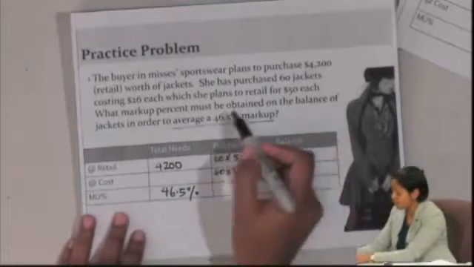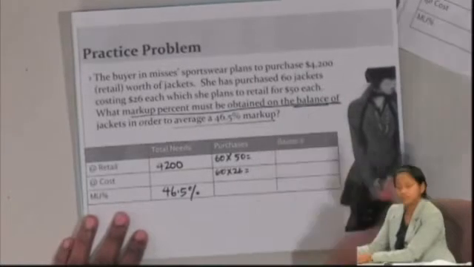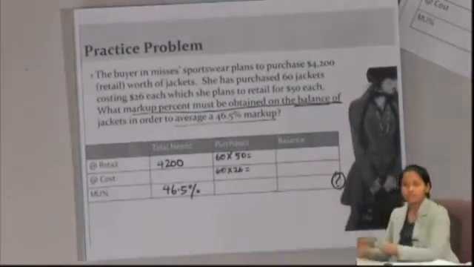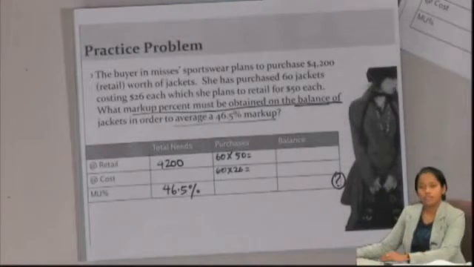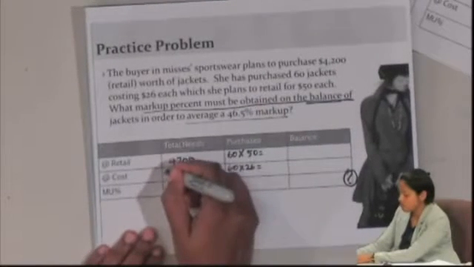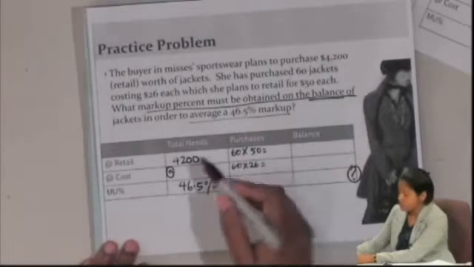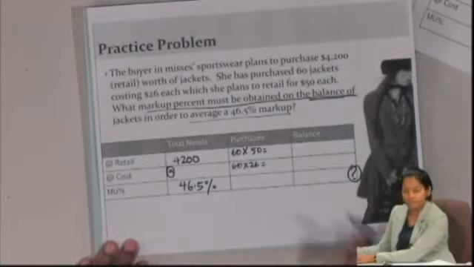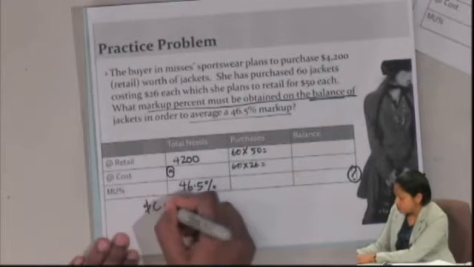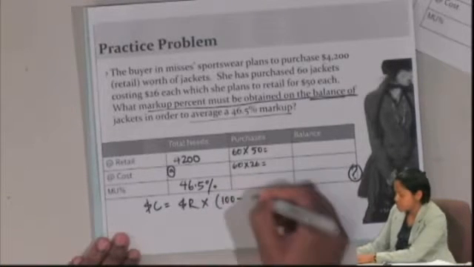And we have to calculate markup percent on balance. So this is the cell that we have to calculate. So again, using the same step-by-step method, first calculate the total cost, or the cost for the total merchandise. That would be based on our retail and markup percent. Using the formula, dollar cost is equal to dollar retail multiplied by 100 minus markup percent.